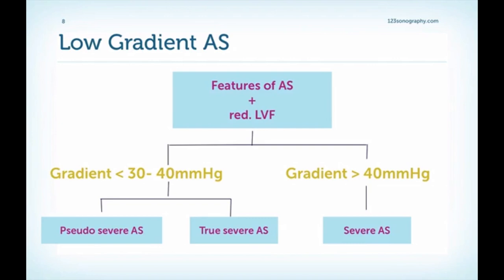How do we do that? We do a dobutamine stress echo. If a patient has pseudo-severe aortic stenosis, there is usually underlying cardiomyopathy or ischemic heart disease with lots of scarring. And these patients have a very high operative risk with up to 30% mortality. However, the patients with true severe aortic stenosis usually will improve after valve replacement, and the left ventricular function can be, at least in part, restored.